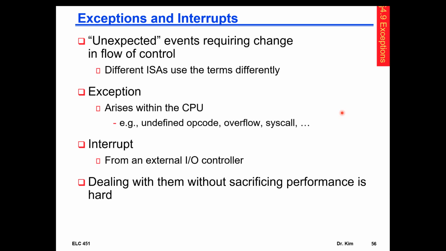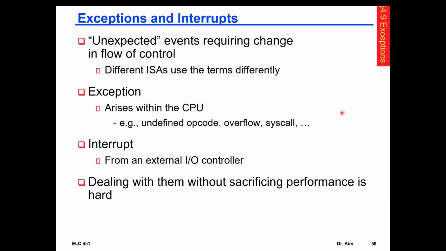The difference between exceptions and interrupts is that exceptions come about within the CPU. Some unexpected event happened in the CPU. It could be that there was an undefined opcode because of noise. You can have alpha particles that change a bit in memory. So if there is an undefined opcode, or an overflow from an arithmetic instruction, or the operating system requires a system call, these are things that happen inside the CPU.